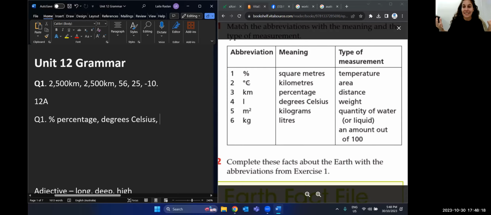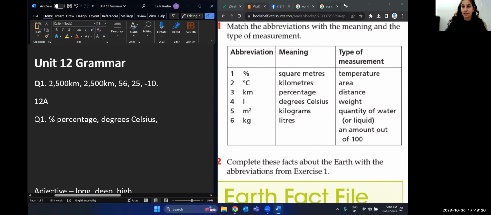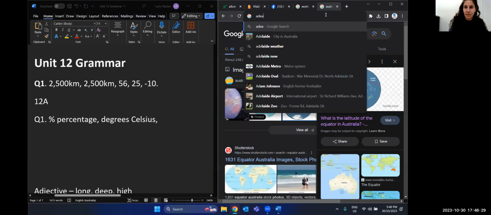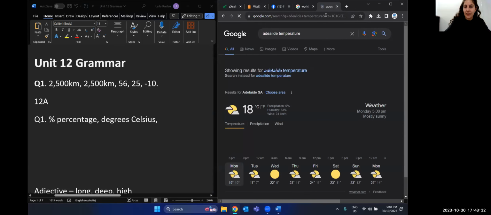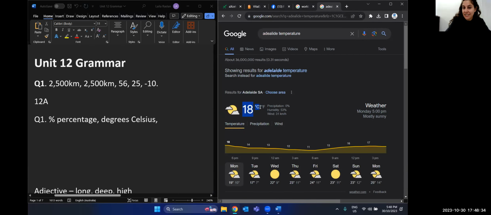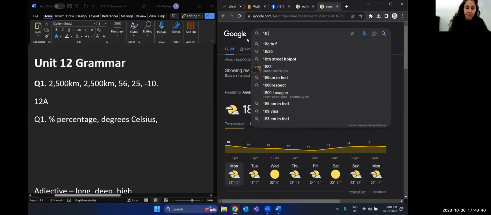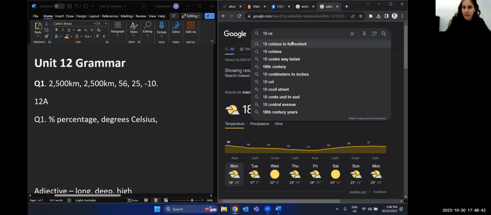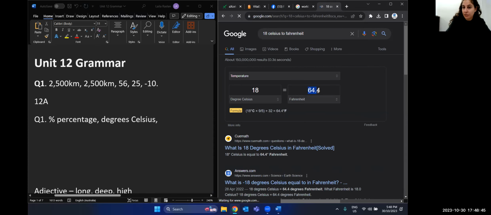In Australia, we say Celsius. In the USA, they say Fahrenheit. So very different numbers. For example, here in Adelaide, the temperature is 18 degrees Celsius, but that would be the same as saying 64.4 degrees Fahrenheit. So there's a way to calculate it, but you can just type in the conversion like that.